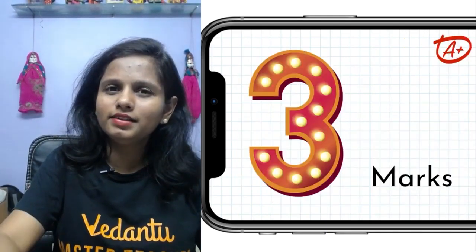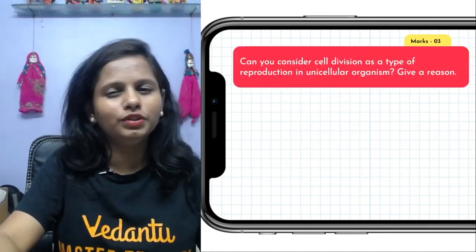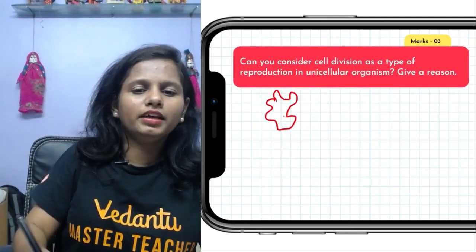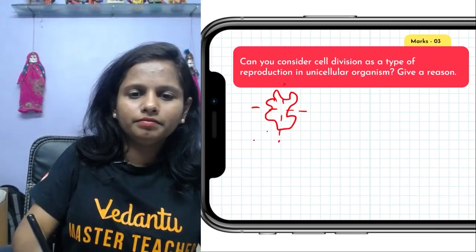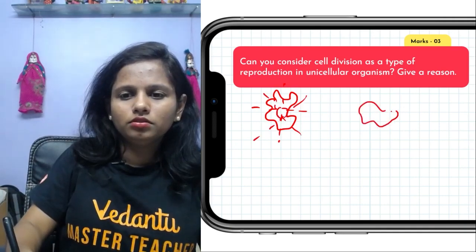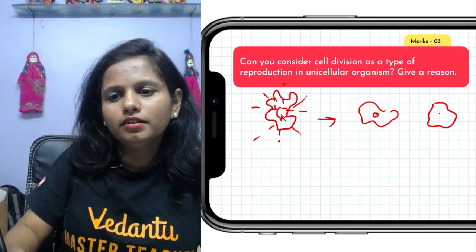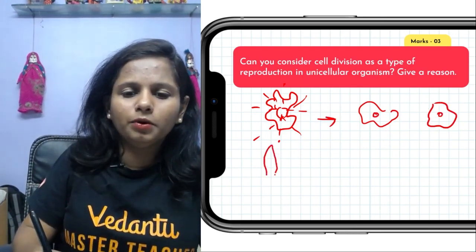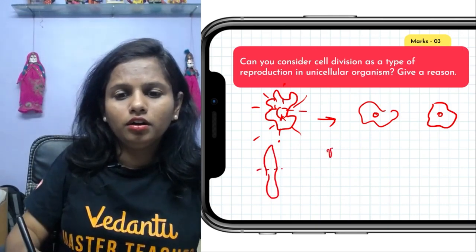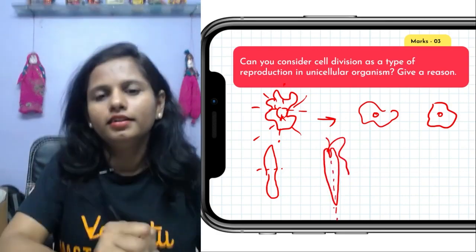Now that we have covered 2 markers, let us move to the 3 markers. Can you consider cell division as a type of reproduction in unicellular organisms? Here, if we take amoeba, it can divide through any plane and give rise to 2 daughter amoeba. Yes or no? Even if we talk about paramecium, it's the same thing. Even if we talk about euglena, it's the same thing.